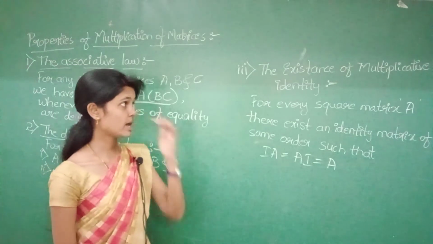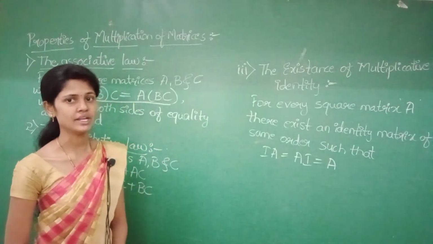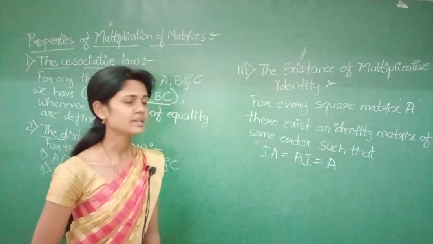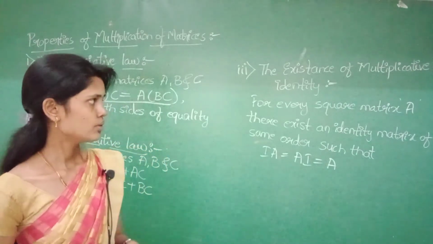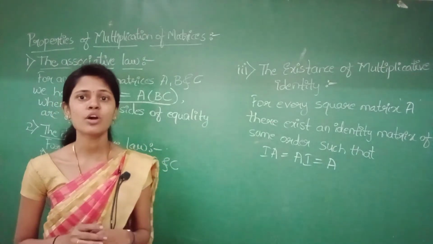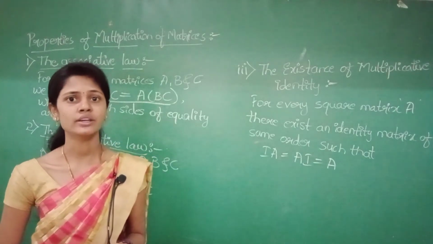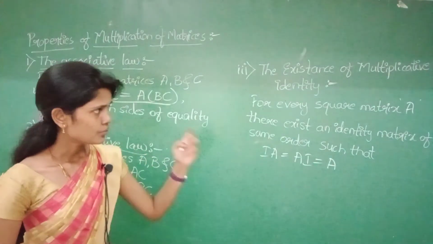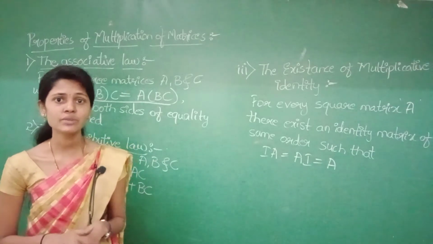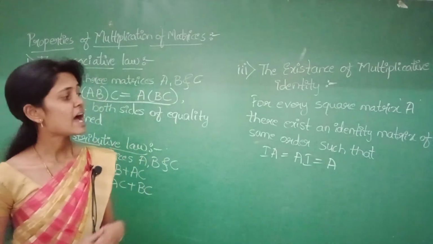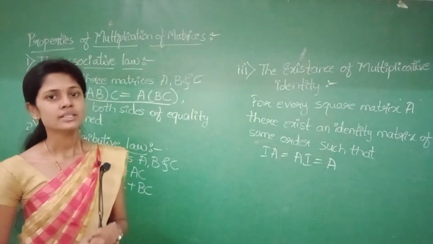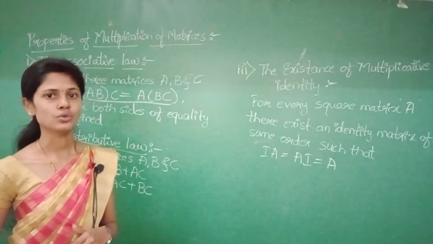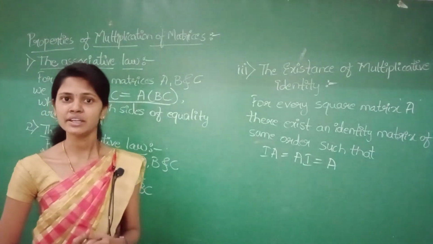And the third one is the existence of multiplicative identity. For every square matrix A, there exists an identity matrix of the same order. For every square matrix means what? Having the same order, that is, the number of rows is equal to the number of columns. So for every square matrix A, there will be another matrix, which is the identity matrix of the same order. Then AI is equal to IA is equal to A. That means I is an identity matrix.